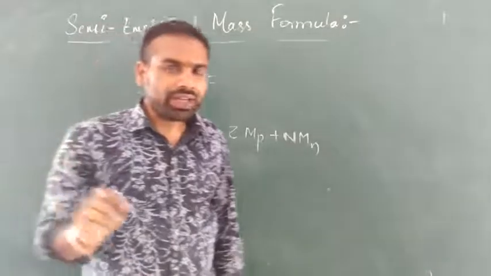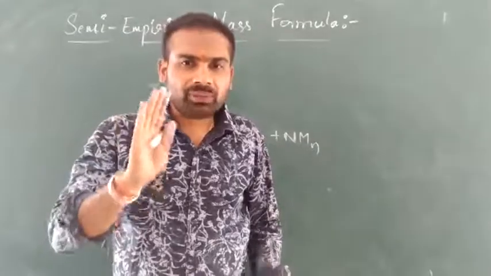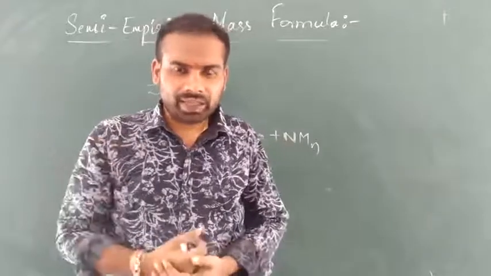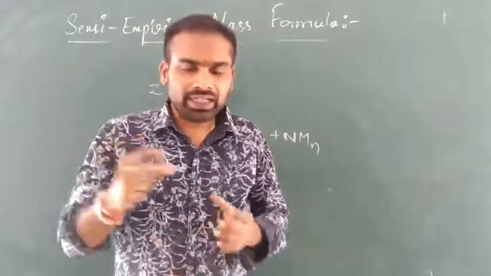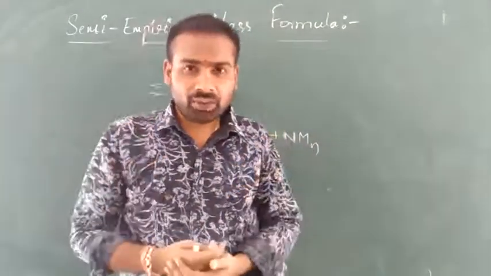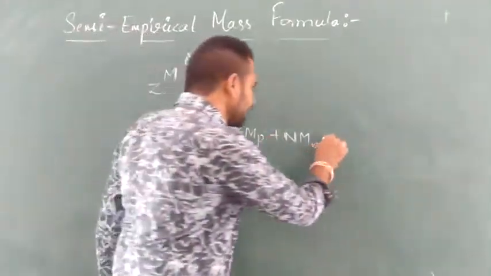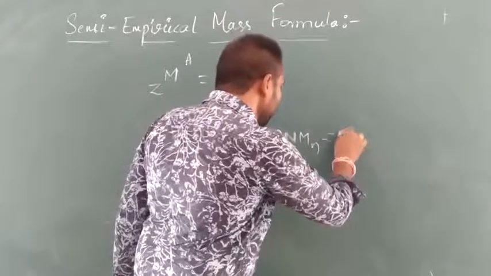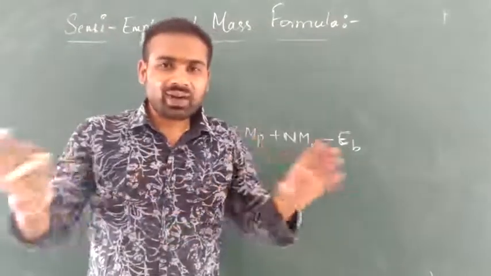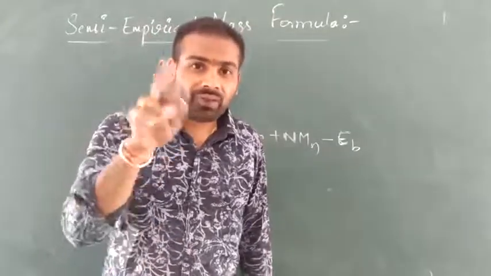But according to von Weizsäcker, the actual mass of the nucleus calculated this way is not correct. There is a binding energy correction term. The total mass is not just this much, but there is a correction term, minus EB. This EB is the binding energy correction term. There is a series of energy correction terms; we will discuss those and obtain the value of EB.